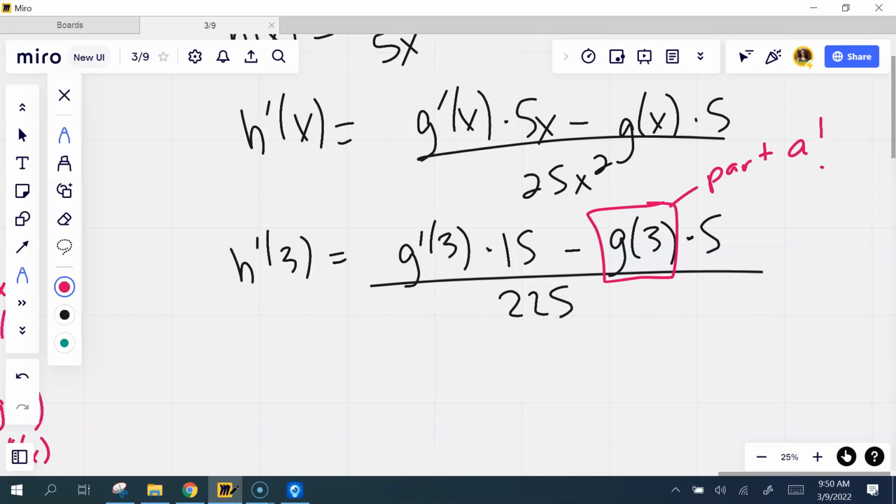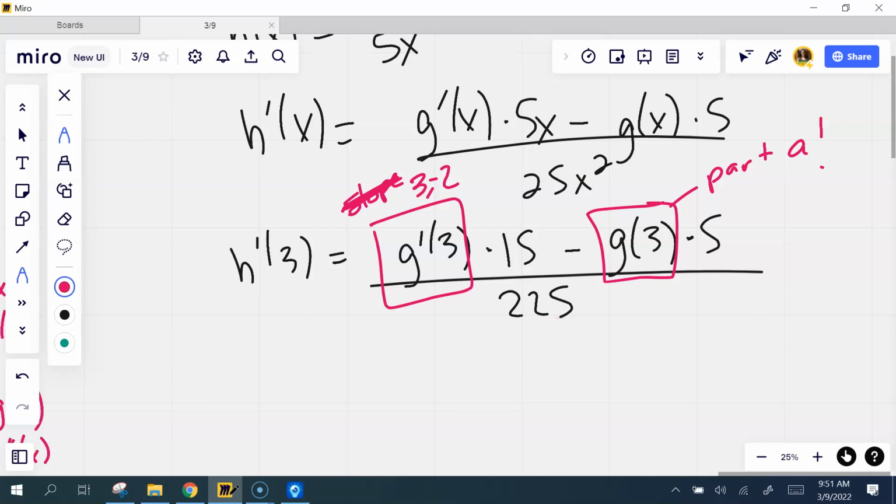You've already found that in part A. Part A said, what is G of 3? You found it anyway. Derivative at 3, I'm looking at the slope, right? But because what was graphed is the derivative, really, I'm just looking at when x is 3 on my graph, what is y?